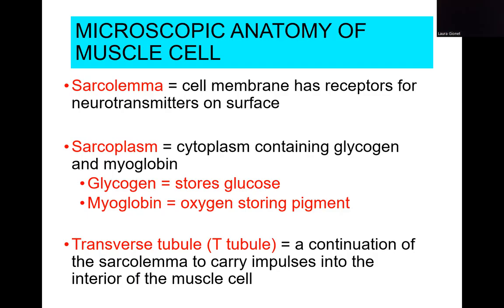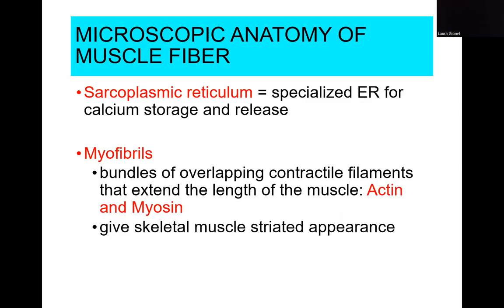We have transverse tubules. The transverse tubules are actually a continuation of the sarcolemma, right? And they travel to the interior of the cell, carrying impulses from the surface of the cell deep into the cell, so that we can get coordinated muscle contraction. The sarcoplasmic reticulum is a specialized endoplasmic reticulum for calcium storage and release. When we looked at the composite cell models, we looked at the RER and the smooth endoplasmic reticulum. This is a type of smooth that's going to store and release calcium.